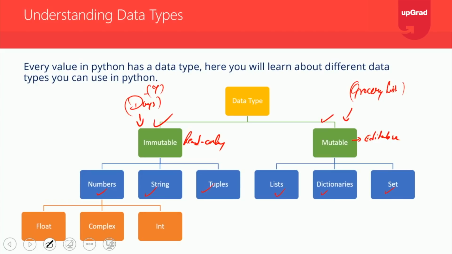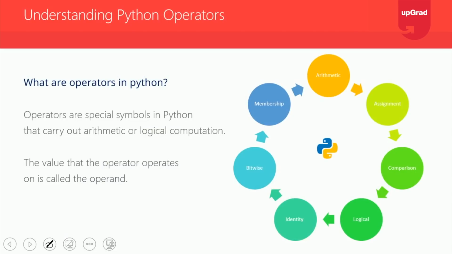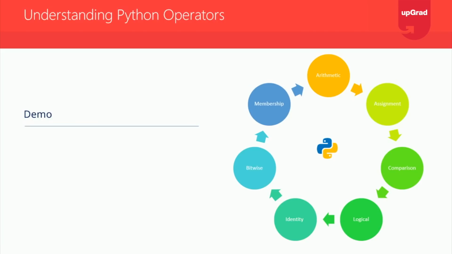Now, once we have understood the data types, let us understand the operators in Python. So what are operators? Operators are basically special symbols in Python that carry out arithmetic or logical operations, or you can say computations. Operators work on operands, and we have various types of operators in Python, such as arithmetic, assignment, comparison, logical, and so on. Let us look at a practical demonstration and see how these operators are used in Python.